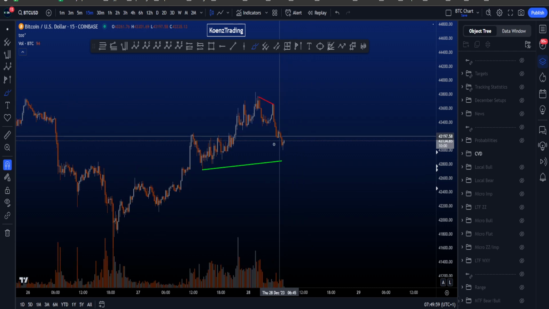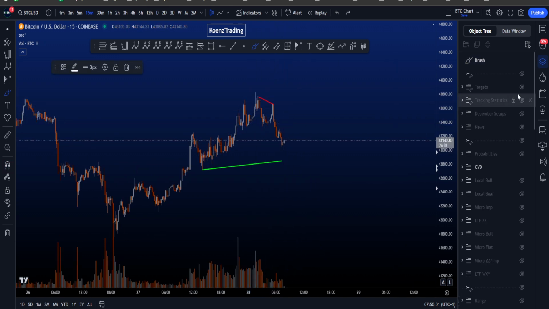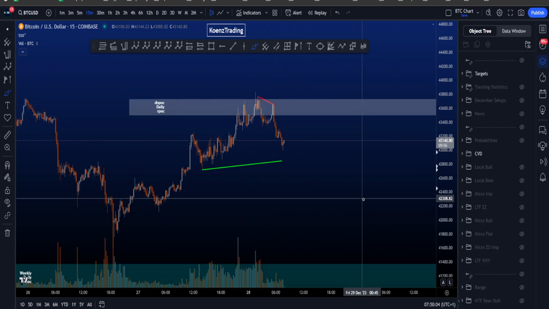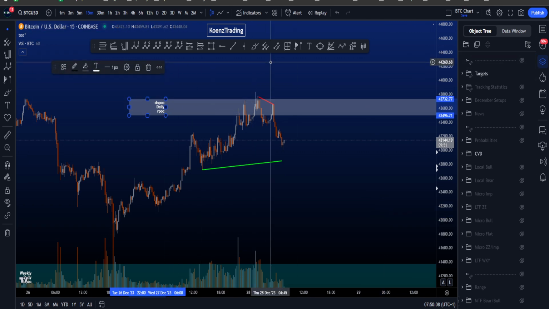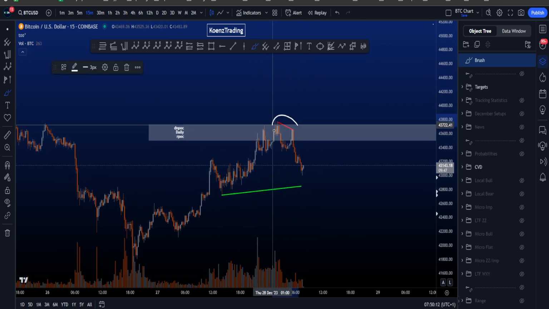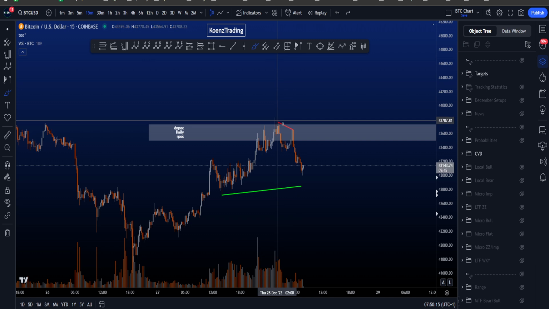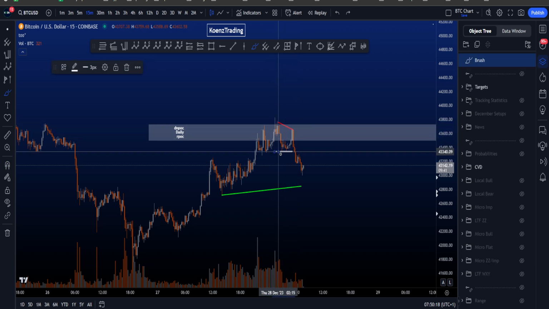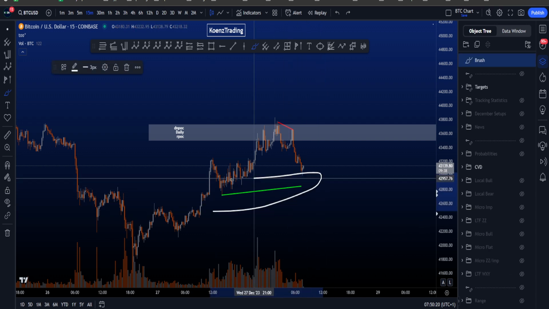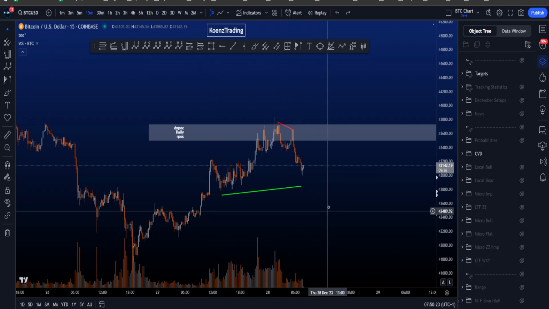If we look at the CVD divergences, we had some bearish CVD divergences here when hitting resistance. We were looking for this resistance to be hit and respected very nicely over here between 43.4 and 43.7. Also, nice bearish CVD divergences when testing resistance locally, with price moving to the downside. This already played out now, but we also have bullish CVD divergences.